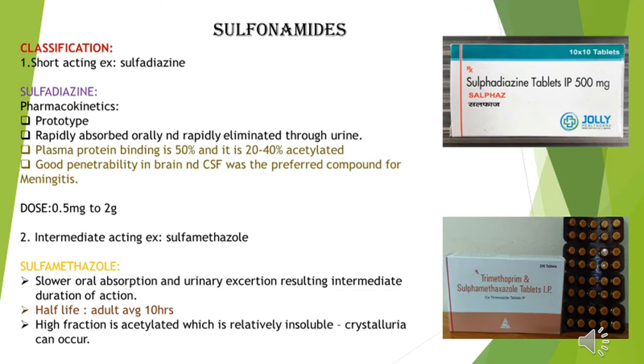Example, sulfamethoxazole. It has slower oral absorption and urinary excretion, resulting in an intermediate duration of action. Its half-life is about 10 hours. A high fraction is acetylated, which is relatively insoluble, and crystalluria can occur.